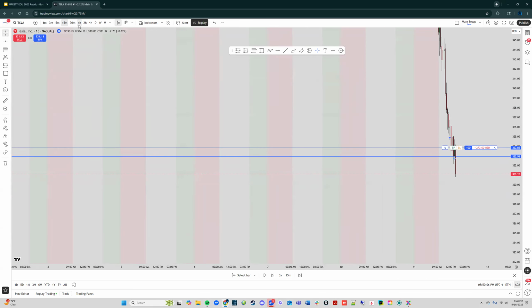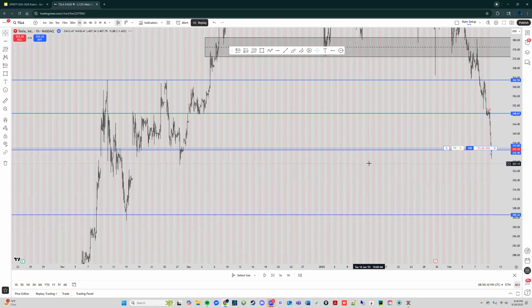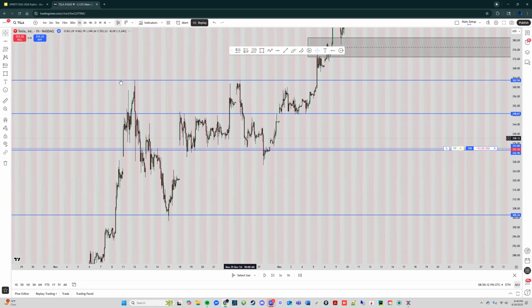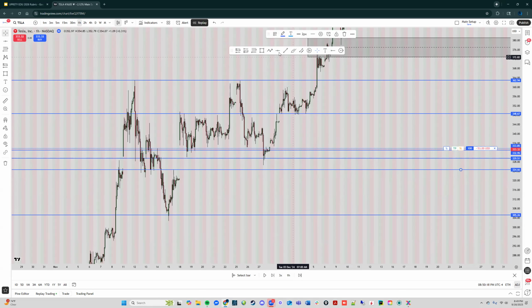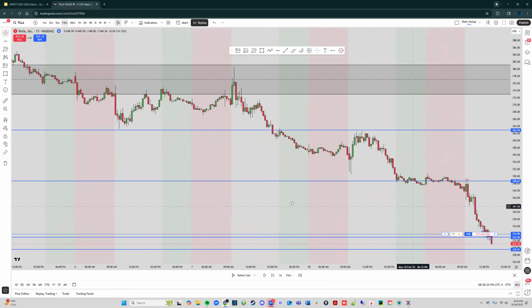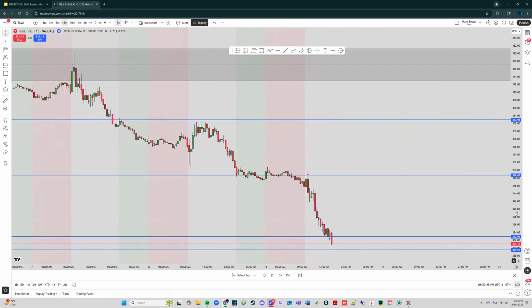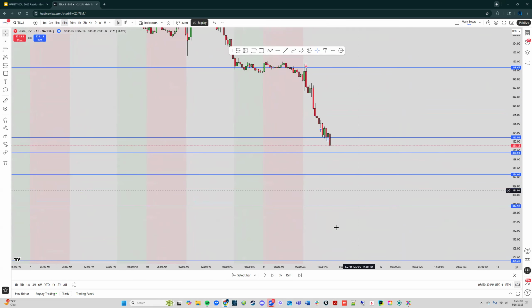We're going to add levels because we don't have any levels down here. I'm going to come down here and add a few levels. We're going to do a level right here, and then another level right here. There's a gap, and then we're also going to do a level right around here. Let's go back to our 15-minute here. So we would have lost money with the long. Let's keep going here.